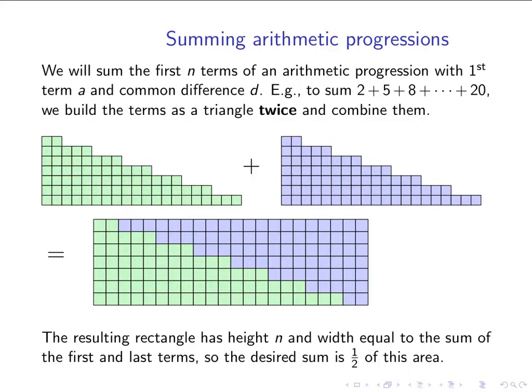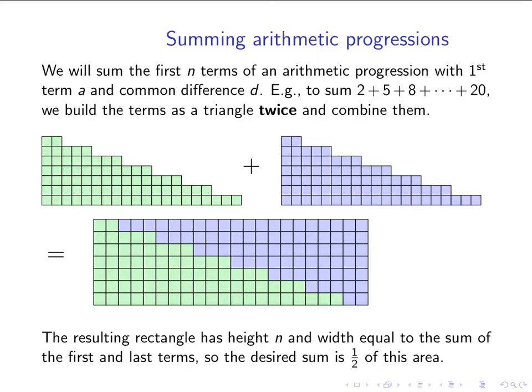Now what we're really going to talk about here is how do we sum the numbers in an arithmetic progression. So the example that I just gave, 2, 5, 8, and so on up to 20, what we really want to know is what happens if I add those numbers together, 2 plus 5 plus 8, all the way up to 20. So I'm adding the terms in an arithmetic progression.